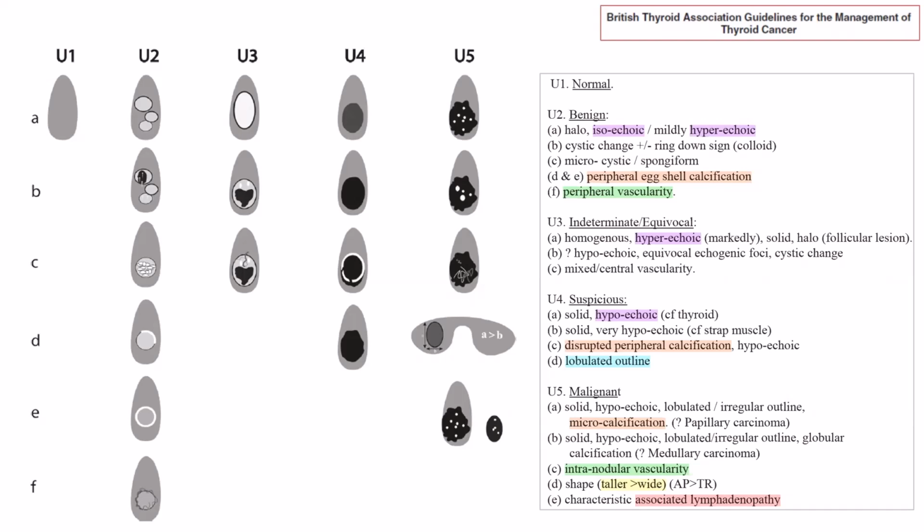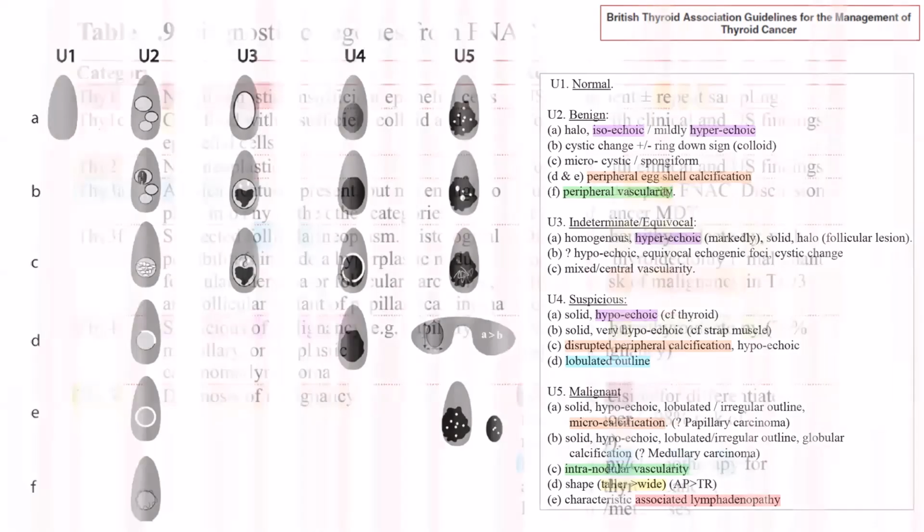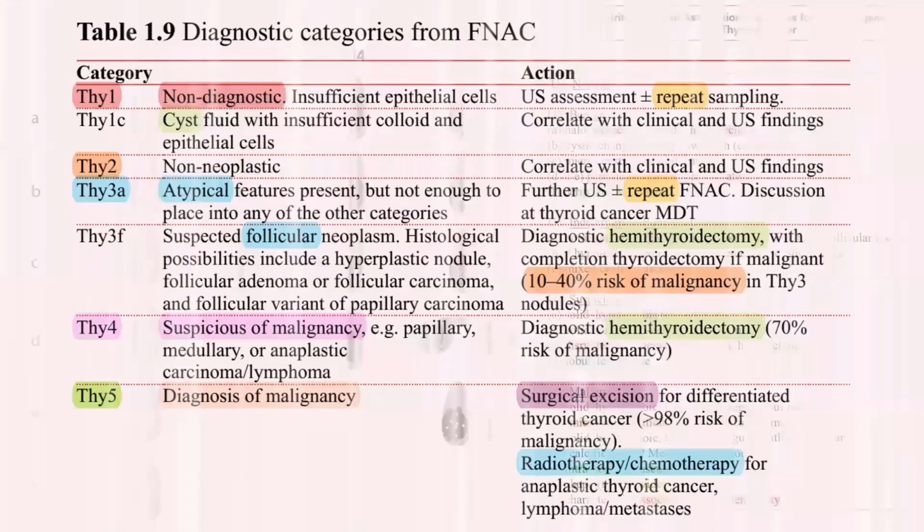And also you need to know the benign features, like peripheral eggshell calcification or peripheral vascularity or a pure cystic nodule. These are benign features. And after doing the risk stratification by thyroid ultrasonography, the gold standard test for assessment of a thyroid nodule is fine needle aspiration cytology or biopsy.